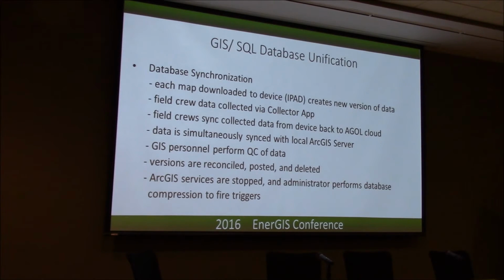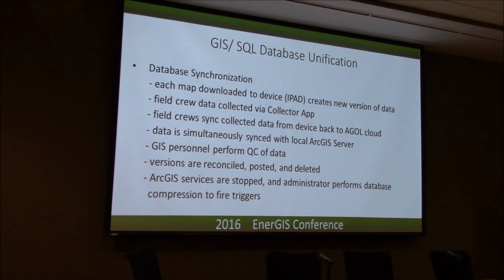The whole process was pretty straightforward. Each map was downloaded onto an iPad device, and every time you did that, it would create a new version of the data. So if you download a map on an iPad, it creates that version for you. The field crews would go out and collect the data in their Collector app. And since the data was being served from the local server, when the data was synced back to the ArcGIS Online cloud, it would also be syncing back to the server at the same time.